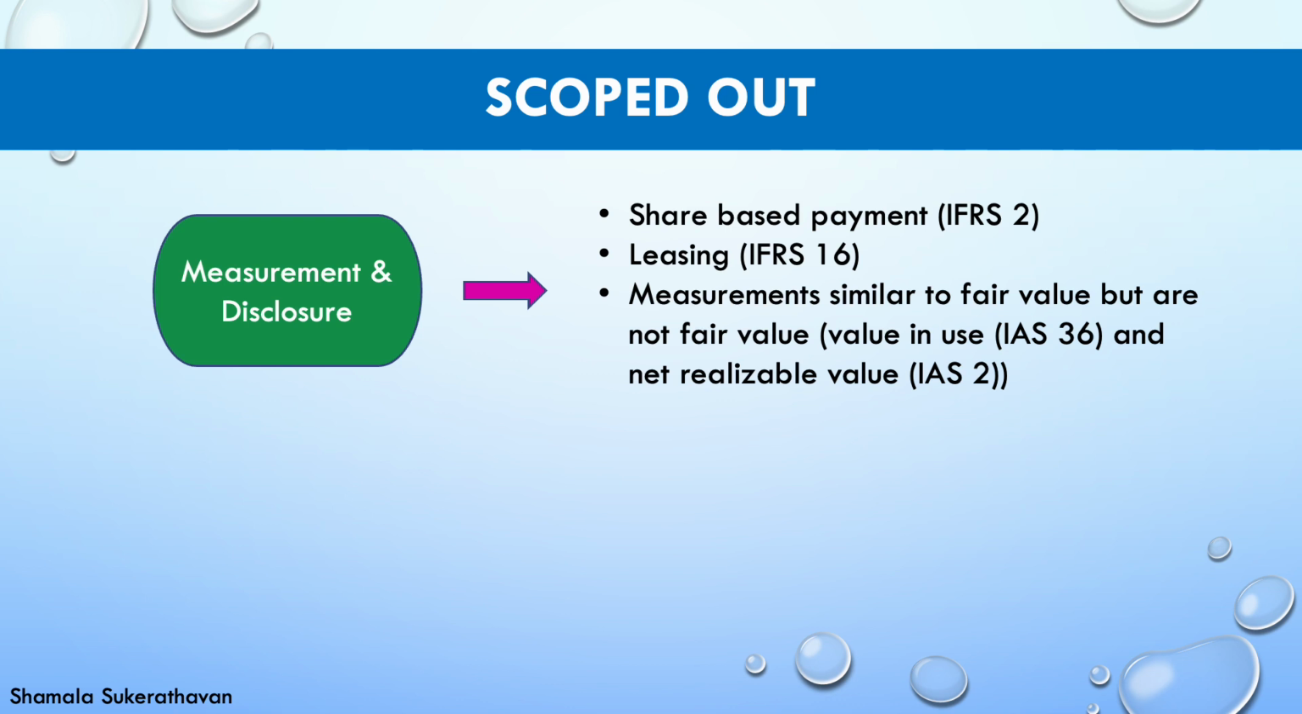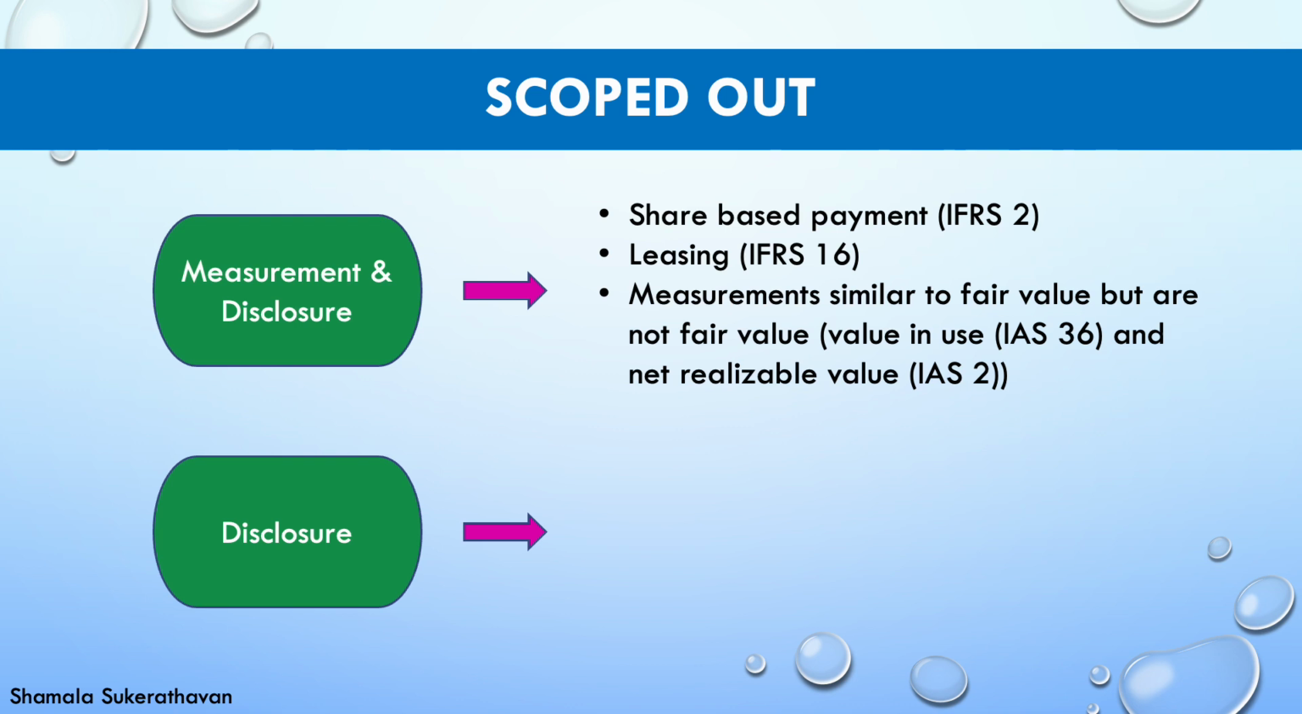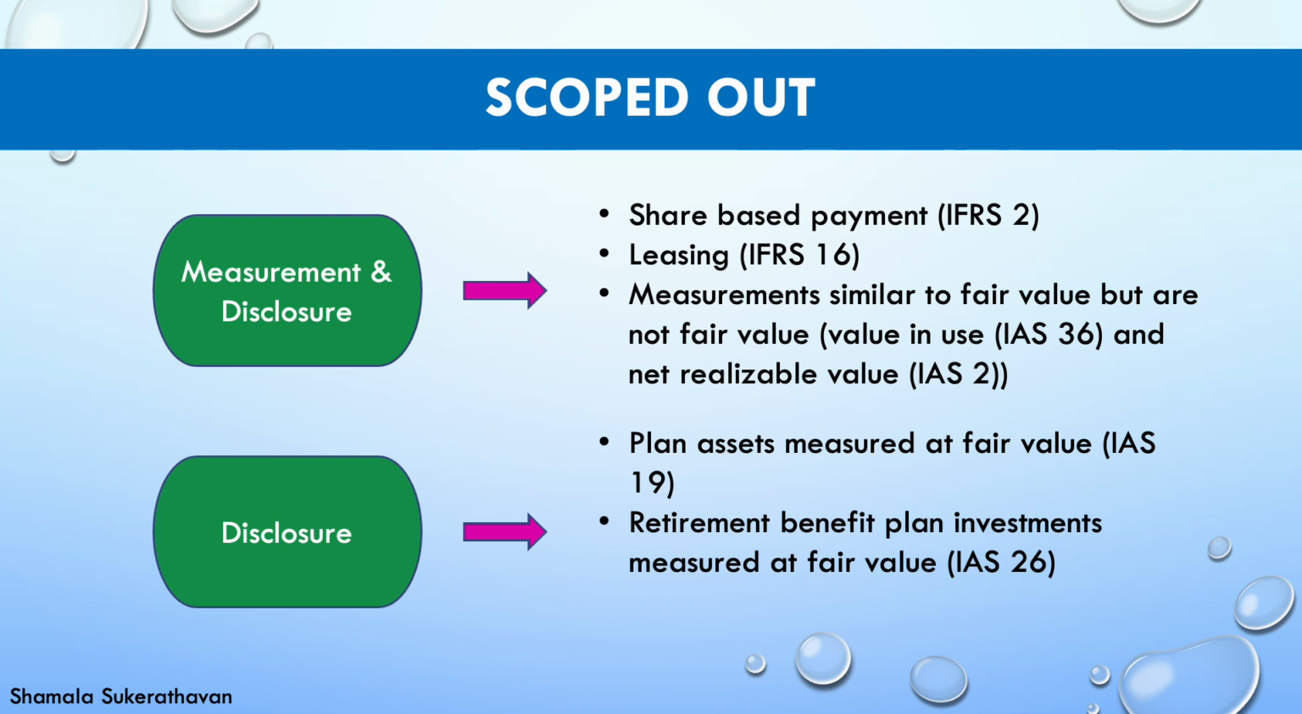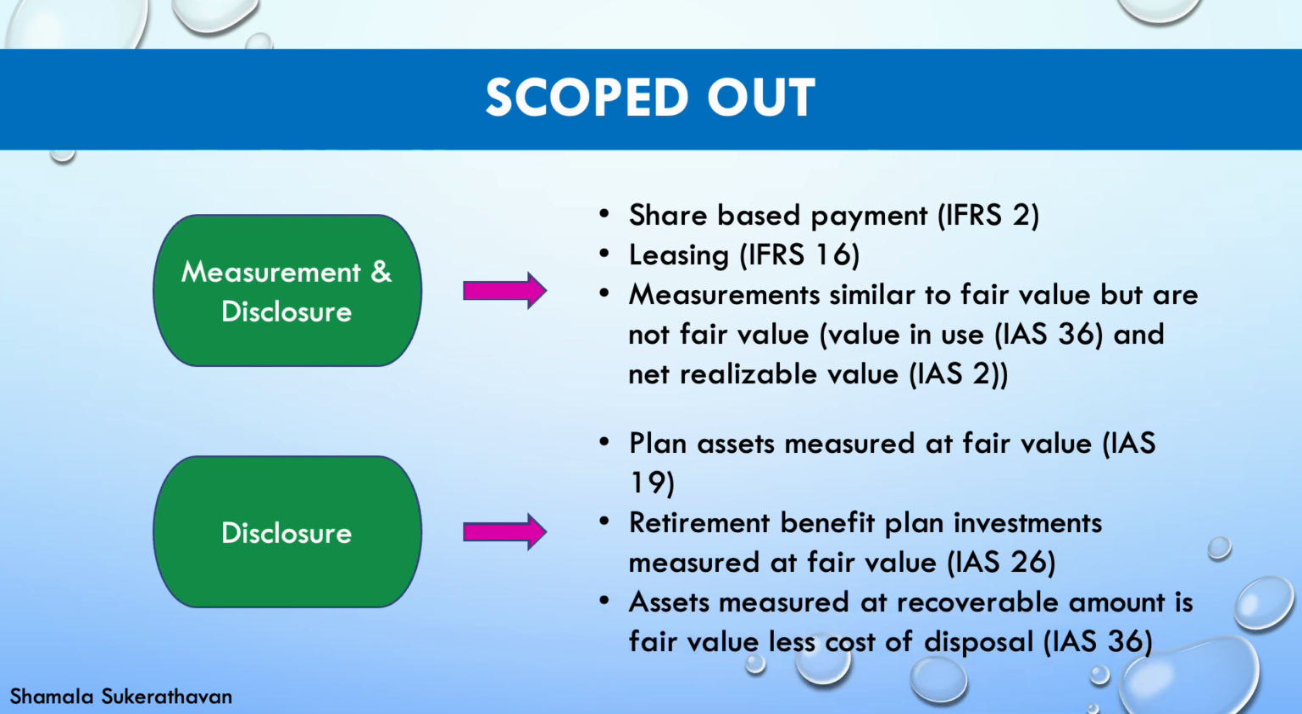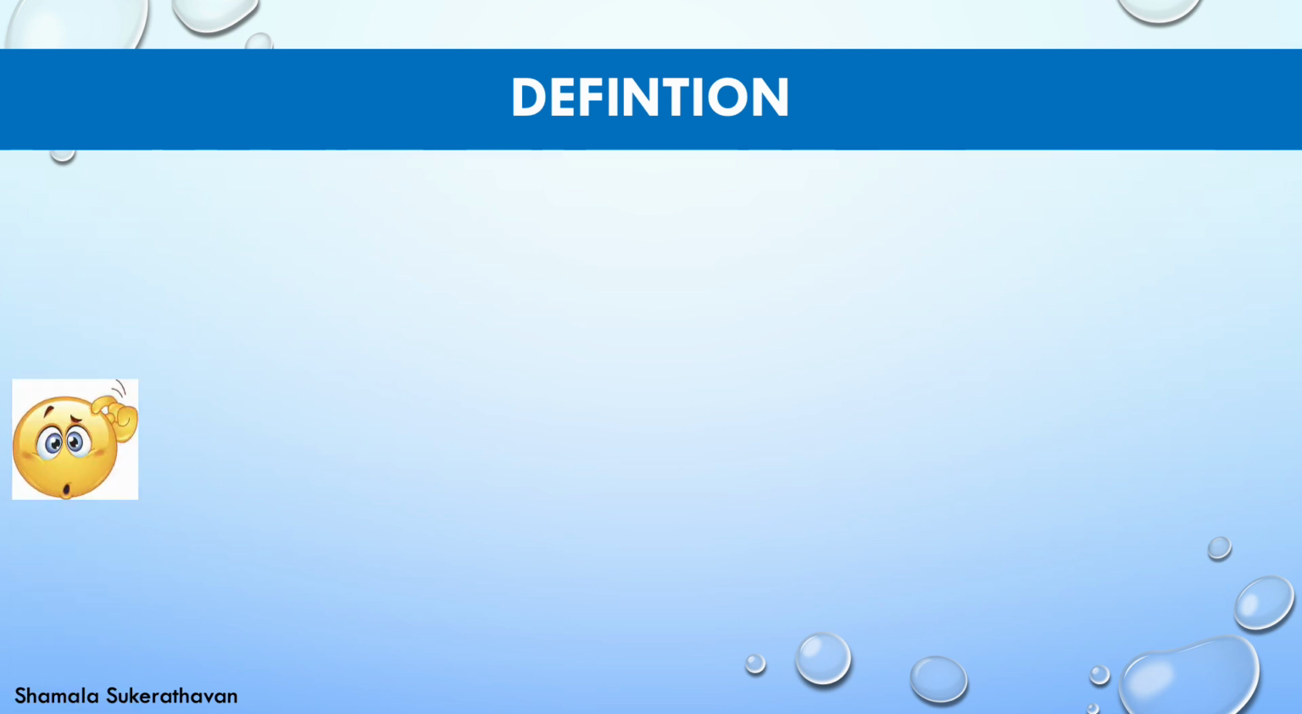Additionally, the following are excluded from the disclosure requirements of IFRS 13. 1. Plan assets measured at fair value in accordance with IAS 19 Employee Benefits. 2. Retirement benefit plan investments measured at fair value in accordance with IAS 26 Accounting and Reporting by Retirement Benefit Plans. 3. Assets for which recoverable amount is fair value less cost of disposal in accordance with IAS 36 Impairment of Assets.